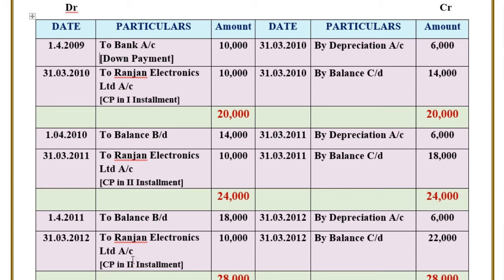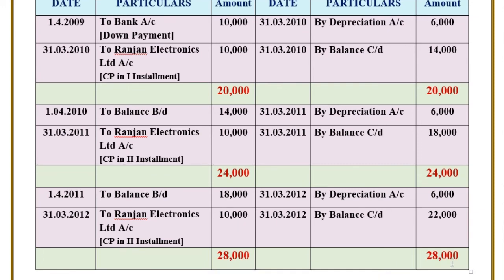That is plant account debit to Ranjan Electronics Limited, that is 10,000 rupees. And you have to charge depreciation also. So depreciation account on 31st March 2012, third year depreciation 6,000 rupees. Then just make the total, 18 plus 10, 28,000.